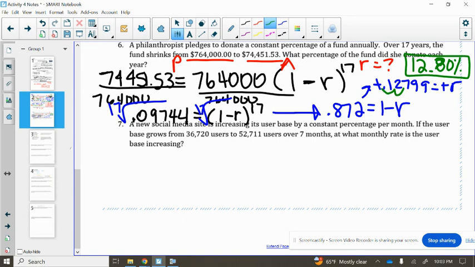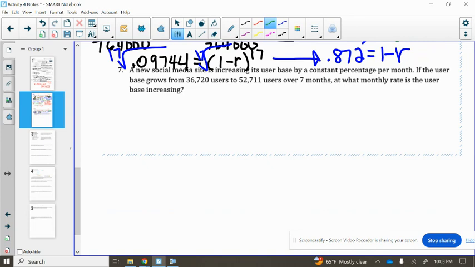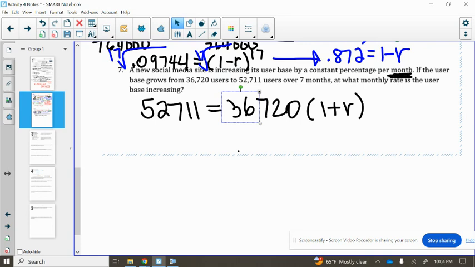All right, let's try one more similar to that. Okay, this one this time says we have a social media site that is increasing consistently a percentage each month. We are growing this time to 52,711 and starting off with 36,720. And again, we want to figure out what is the rate over those 7 months. Now notice this was talking about per month and kept this in months. Since they're both consistently in months, we don't have to worry about converting on that one.